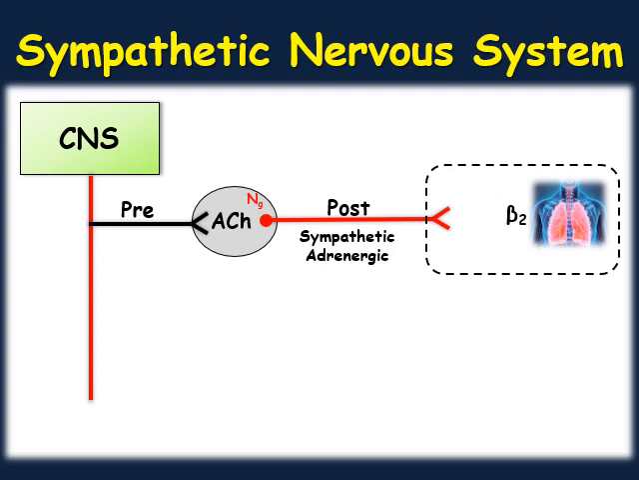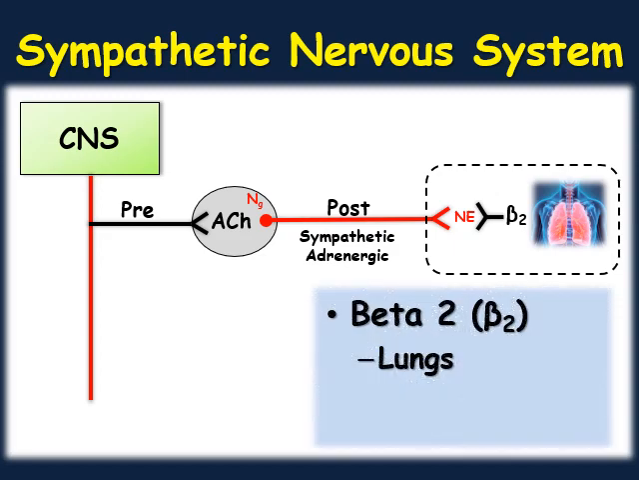And here we're going to bind with beta 2 receptors. Beta 2 receptors are found in our lungs. So we have a beta 2 receptor, and again, the postganglionic neurotransmitter is going to be norepinephrine. So when this happens, beta 2 in your lungs.